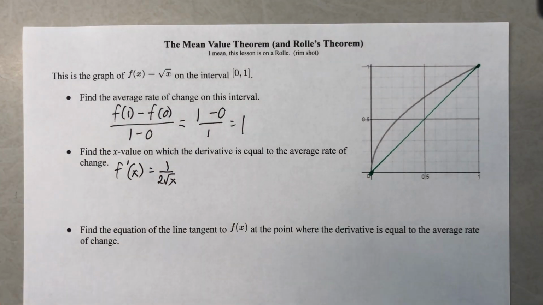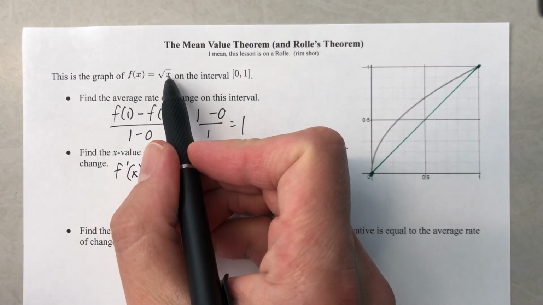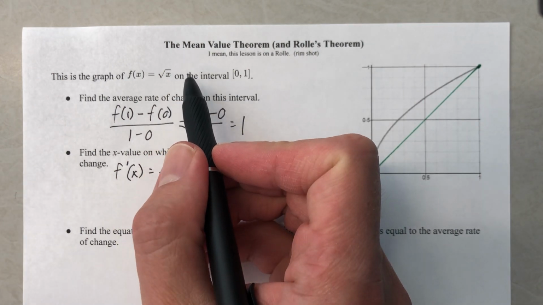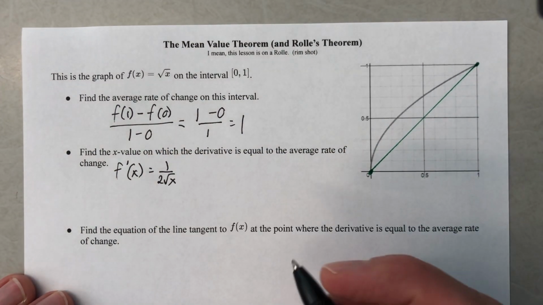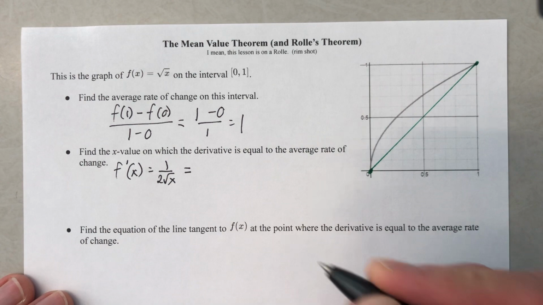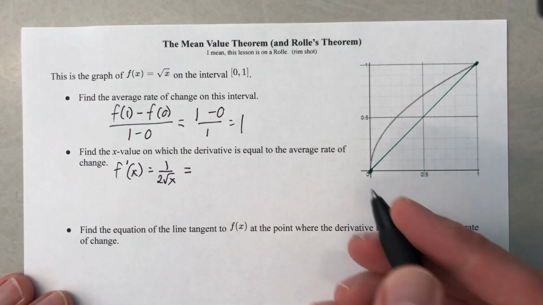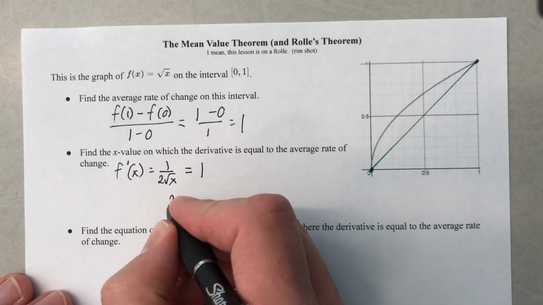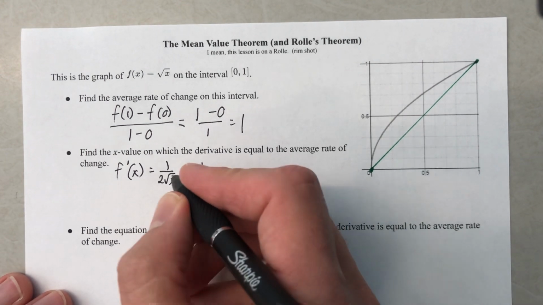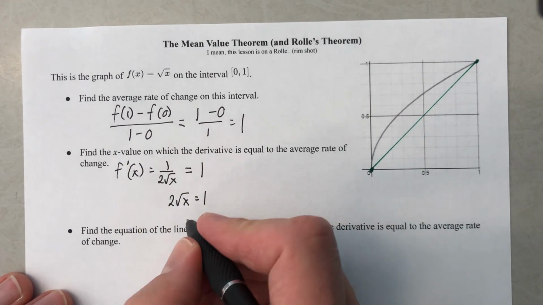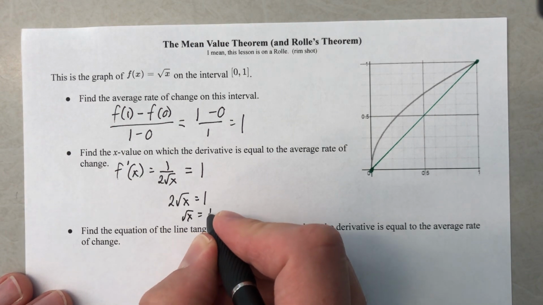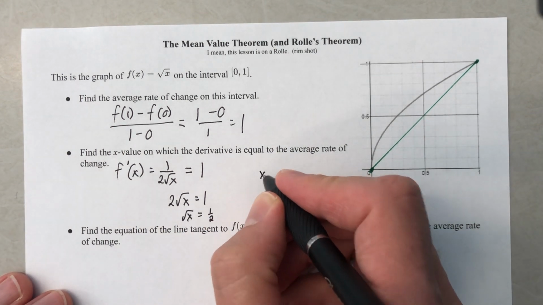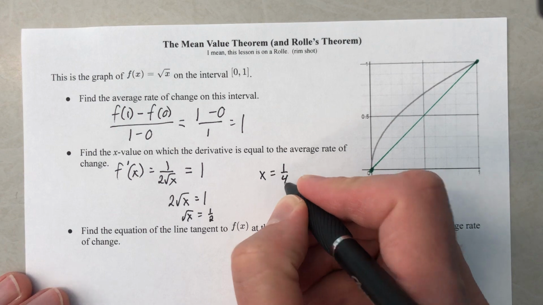There we go. You can do it all kinds of ways. x is x to the 1/2, and then you take the derivative, but there you go. And we are going to set this equal to the average rate of change, which is 1, and we're going to solve this. So we'll cross multiply in a sense. 2 square root of x times 1 equals 1 times 1, so 1. And then the square root of x equals 1/2. So we'll square both sides, and we have 1/4.